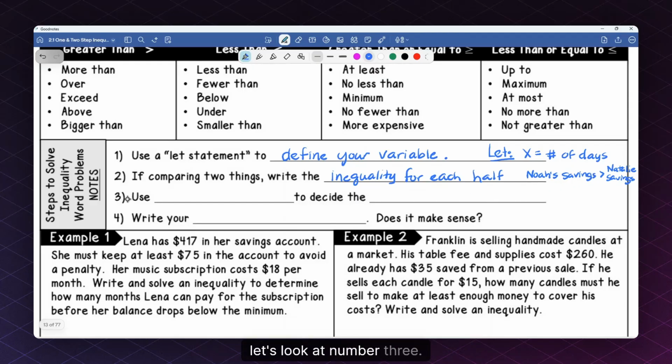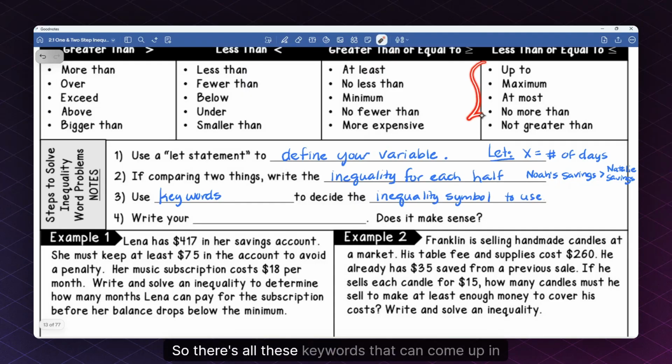All right, let's look at number 3. We're going to use keywords to decide the inequality symbol to use. And so that's all of these guys up here. There are all these keywords that can come up in these word problems, and the symbol that they mean are listed up here. So I gave you lots of examples.